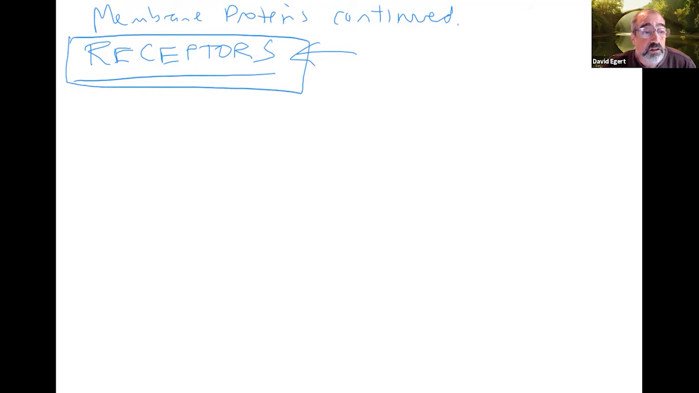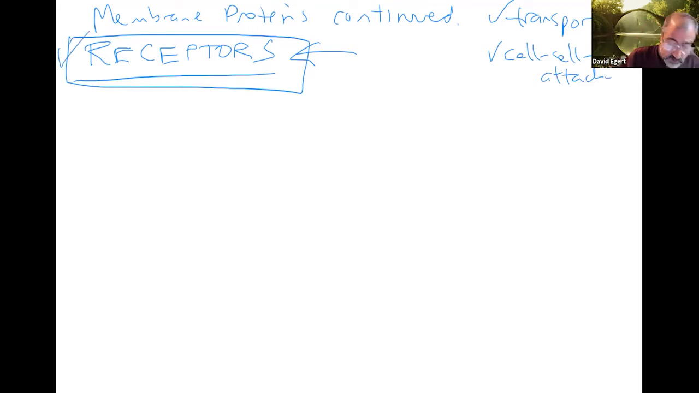I want to just finish our list of membrane proteins, because the other things aren't going to require an involved deep dive. So just to kind of finish our thing, we talked about transport. We talked about cell-to-cell attachment. We're going to talk about receptors in a lot of detail. Let's just kind of finish our list of membrane protein jobs. What other things do membrane proteins do?